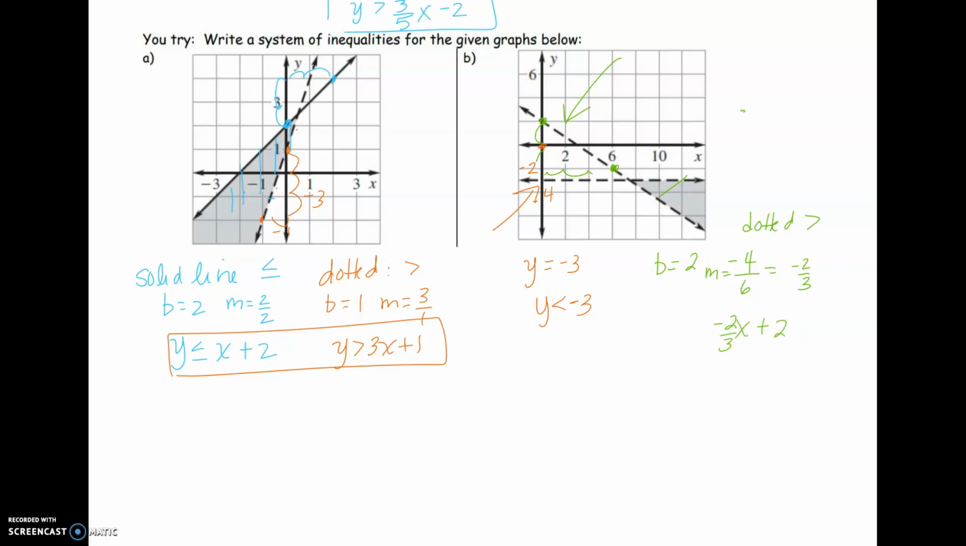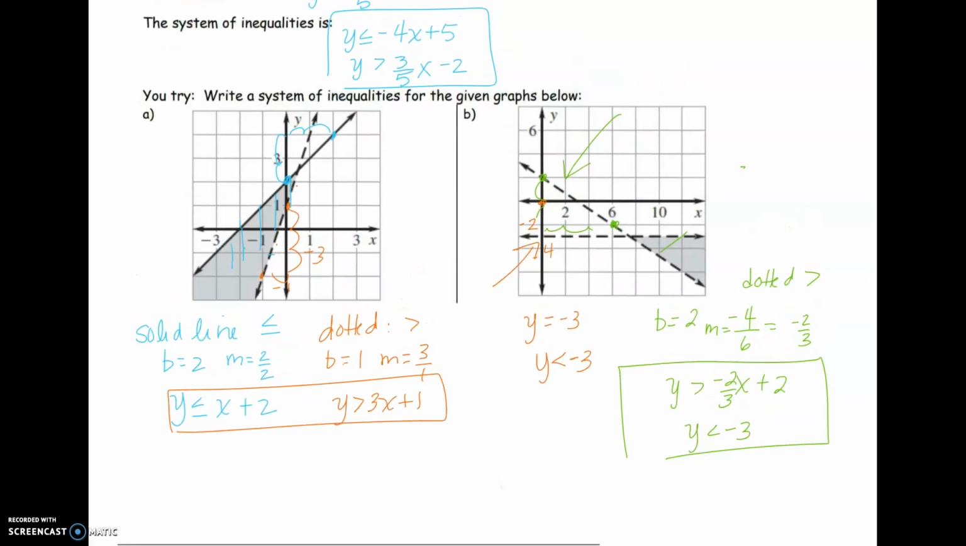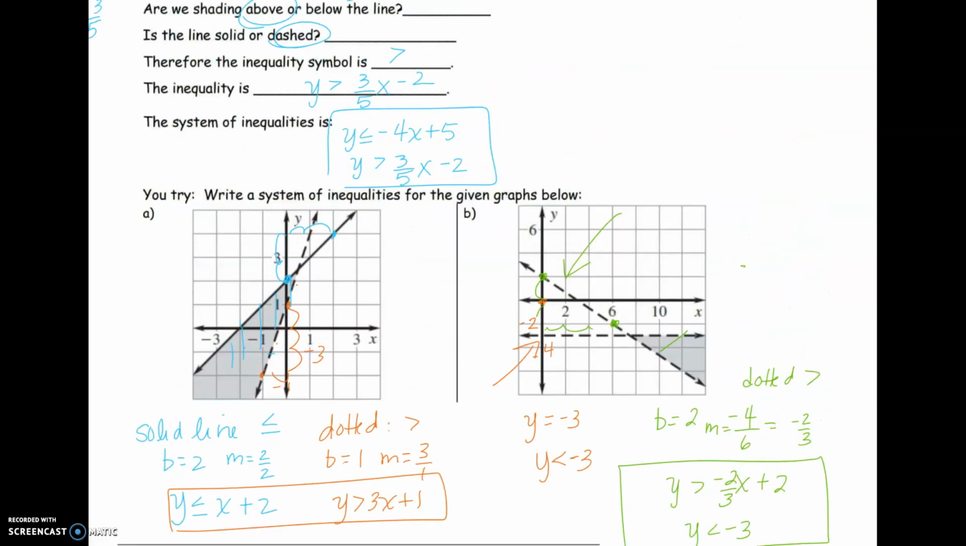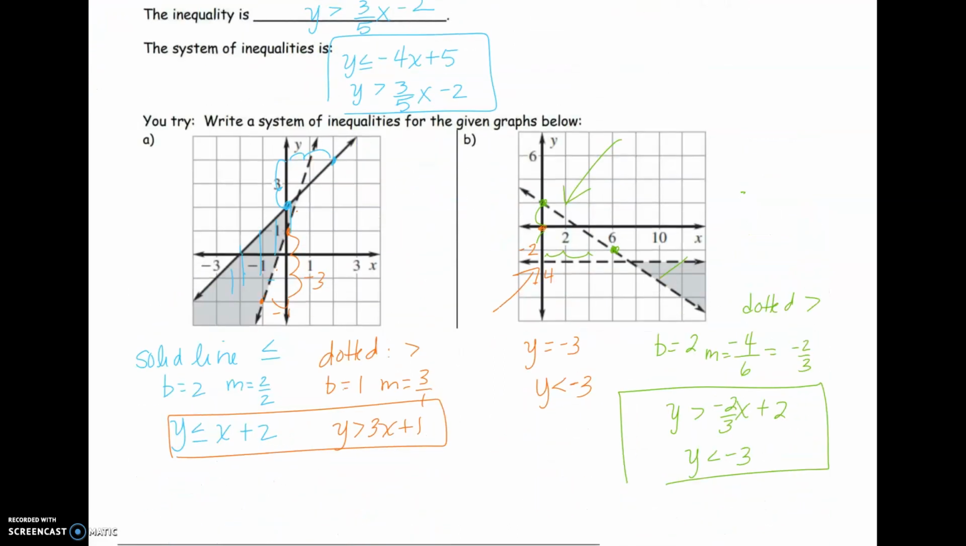That looks terrible. I've got about 20 seconds. So the two inequalities become y is less than negative 3 and y is greater than negative 2/3 x plus 2. Again, always feel free to reach out to me if you have any questions, but this is the end of our unit on inequalities.